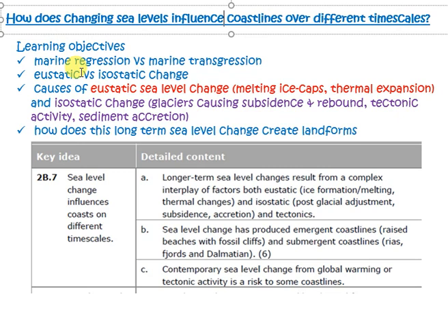Make a little note of this: eustatic change is always global. Alright, so currently the sea levels are rising eustatically. Right, ice caps are melting, and that water is then running into the oceans, and we've got more volume of water in the oceans. That change is consistent right across the planet.